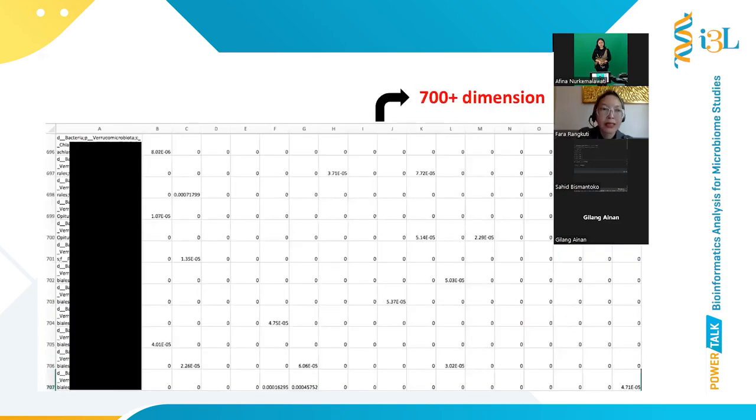The thing is that we actually have a lot of data, and the data has a large dimension, right? For example, this is just an ASV table. I have to censor this bit. A lot of complicated data.